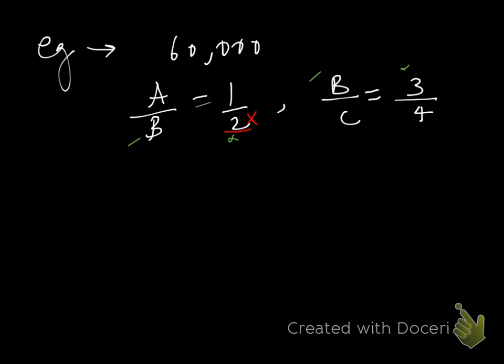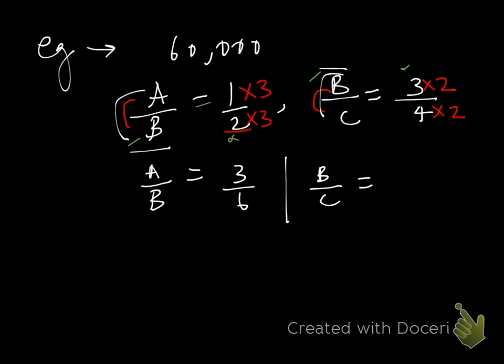One easy way of making both the b's the same is to multiply this b by 3, and in the next step we can multiply this b by 2. So both the b's are the same now, they are 6 now. But since this ratio got affected when we multiplied b by 3, we can multiply a by 3 as well, so that the ratio stays the same, and the lower c by 2, so that this ratio stays the same as well. So a by b becomes 3 by 6, and b by c becomes 6 by 8.